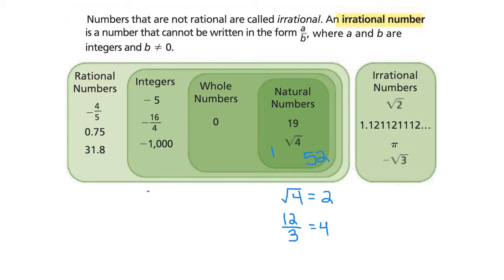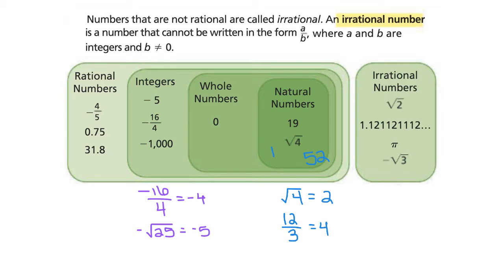-16/4. -16/4 is an integer because it reduces to -4. Something else that you might see here would be the negative square root of a number, say 25, because this is equivalent to -5. These would be integers.